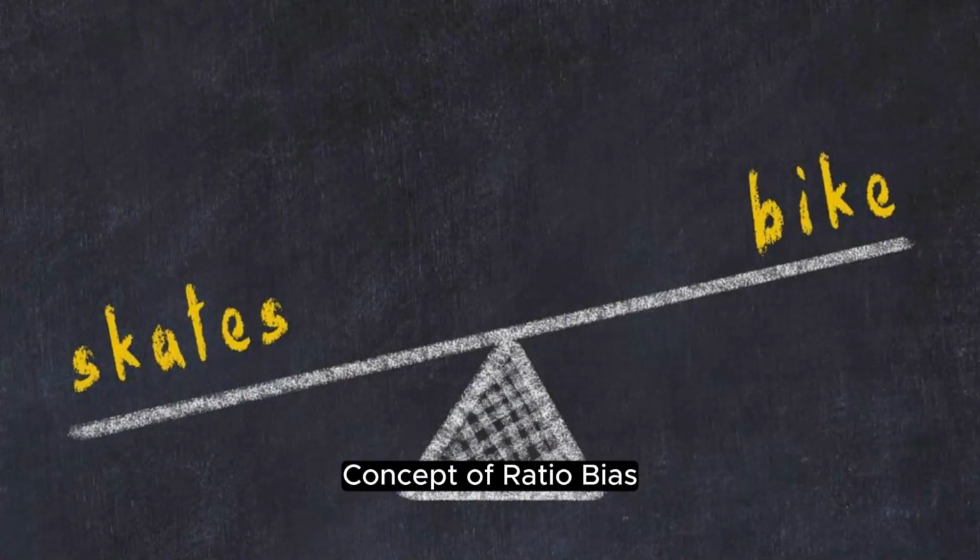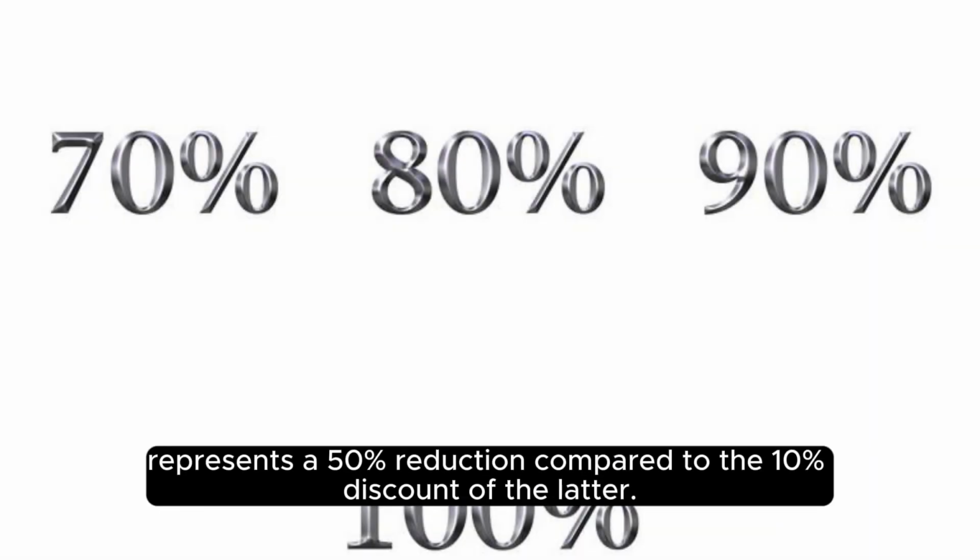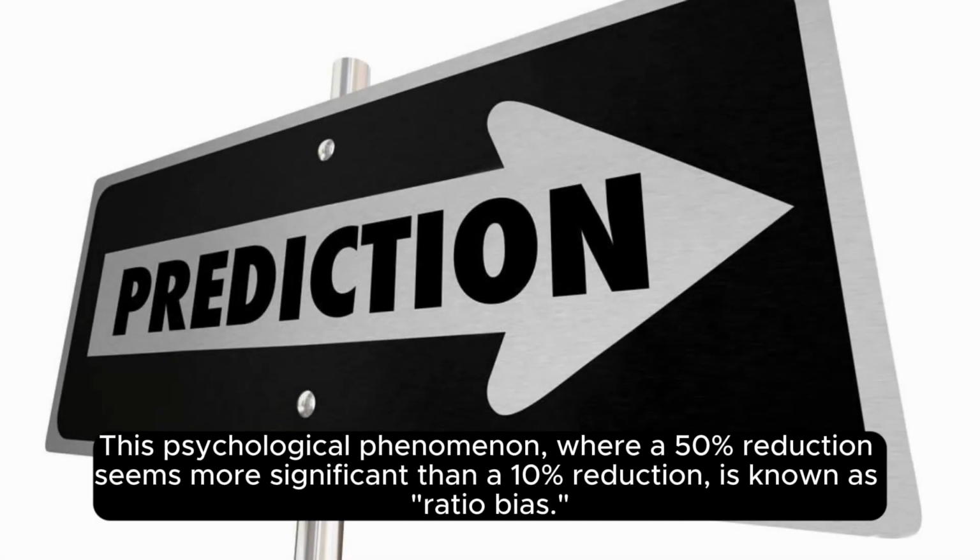Concept of ratio bias. As previously discussed, users tend to find a $20 item discounted by $10 more attractive than a $300 item discounted by $30. Although the latter is a more significant actual discount, the former appears more enticing as it represents a 50% reduction compared to the 10% discount of the latter. This psychological phenomenon, where a 50% reduction seems more significant than a 10% reduction, is known as ratio bias.